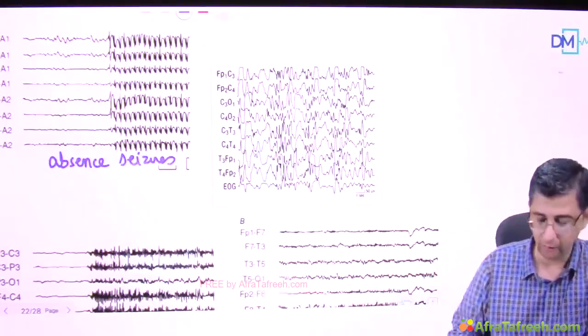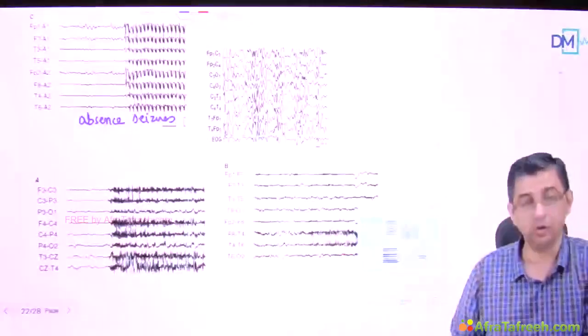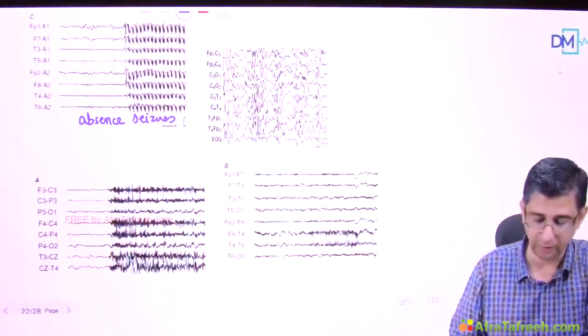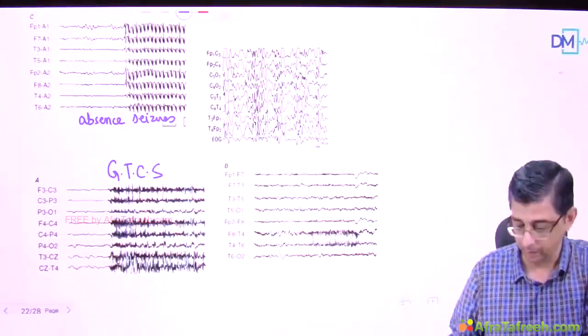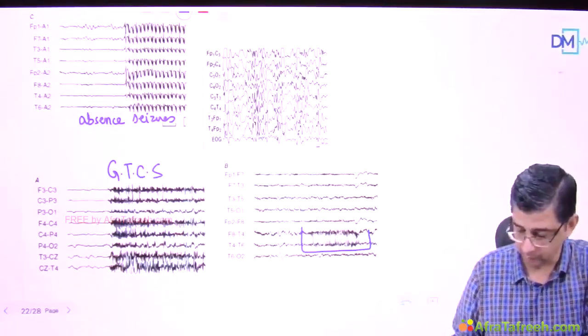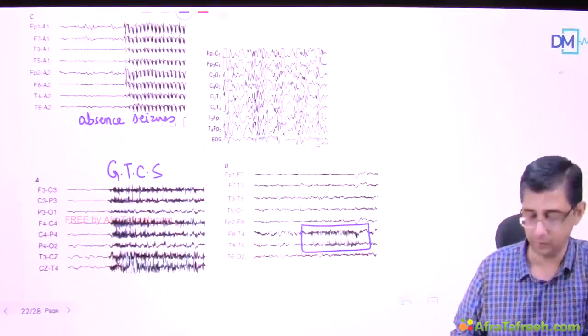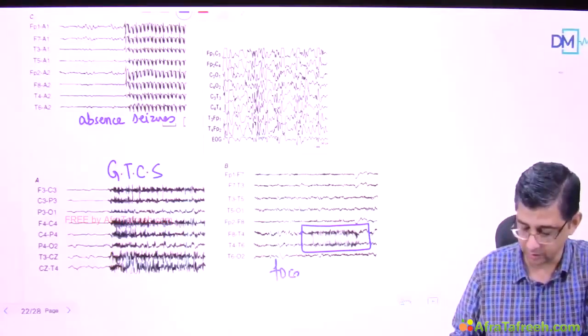On the other hand, if you look at the EEG below this, which I've shown already, in all the leads there's a diffuse pattern that is showing abnormal spikes, which would be GTCS. But then you will notice that you can see abnormal discharges only in the temporal leads of the patient, so we will call it focal seizures in a patient.